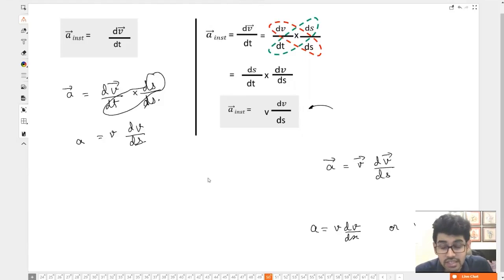Someone is asking what is RPM. RPM is usually rotations per minute. Again, don't get into that, but that gives you an idea about the acceleration in some form or the other. Okay, let's move on.